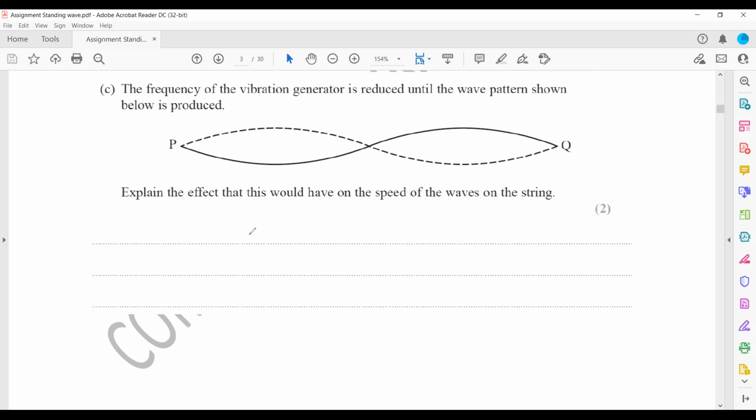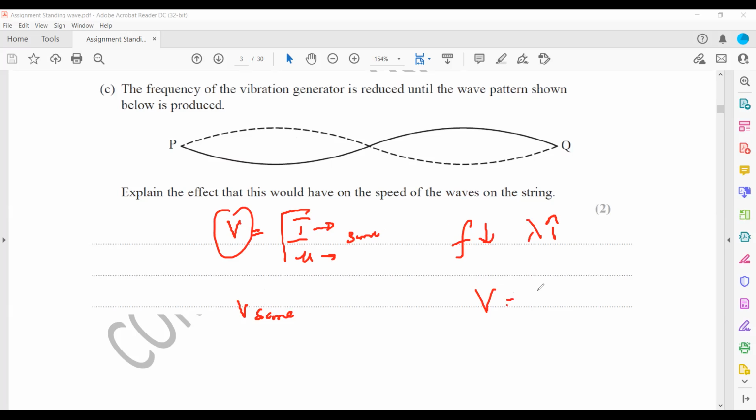So we have the formula. You can relate two things, because the speed of the wave v is equal to the square root of T divided by mu. So in this question, we did not change the tension. Tension is constant, the same, and mu is also the same, it does not change. So if these two factors do not change, v will remain the same. But what happens as we reduce the frequency? The wavelength will increase. We can also use the formula v is equal to f lambda. So the frequency is decreasing, but the wavelength is increasing, but their product will be the same. That's why the speed will be the same.